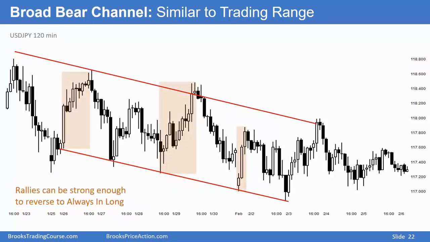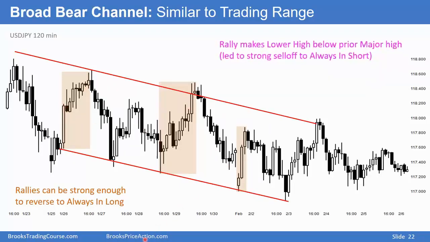Another characteristic of a broad bear channel: the reversals up are often strong enough to make the trend always in long. Here, here, here. However, as strong as the rallies are, they're still largely making lower highs. This rally went above that high, but not above the top of this strong bear breakout. And the reversals down led to new lows. So it's predominantly lower highs and lower lows, even though there's a lot of overlap, even though the market is often always in long, and even though it does go above some of the prior lower highs. It's still mostly lower highs and lower lows.